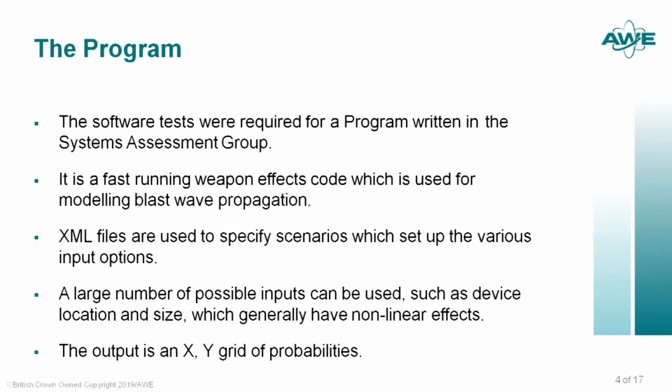So the program that we're trying to automate is a program written by the systems assessment group. It's actually a fast running weapons code, so we use it to model blast wave propagation. The inputs are all set up using a few XML files which will specify one of, or a few of, a large number of possible inputs depending on the actual scenario that you're looking at. These quite often each have nonlinear effects in themselves, and then the output is going to be a 2D heat map of probabilities that can then be analysed and looked at.